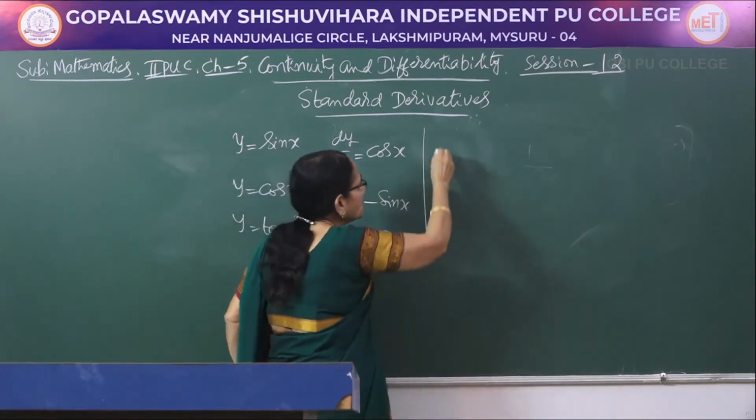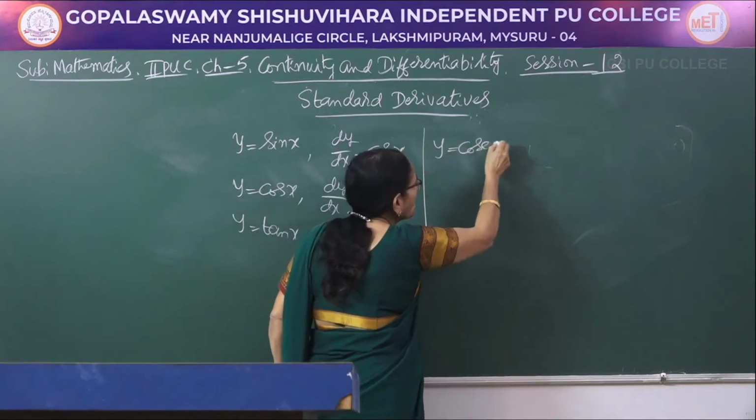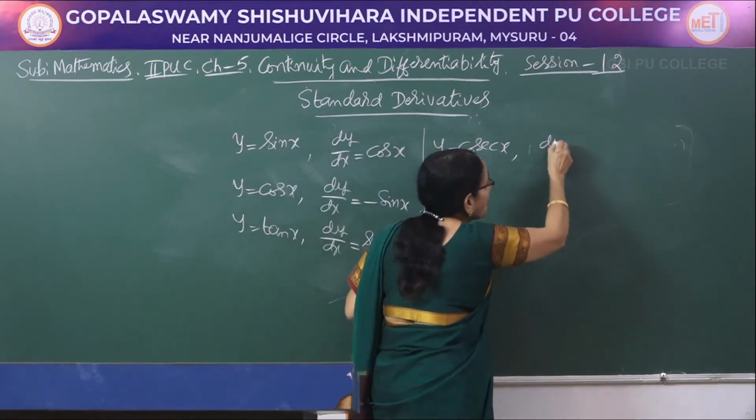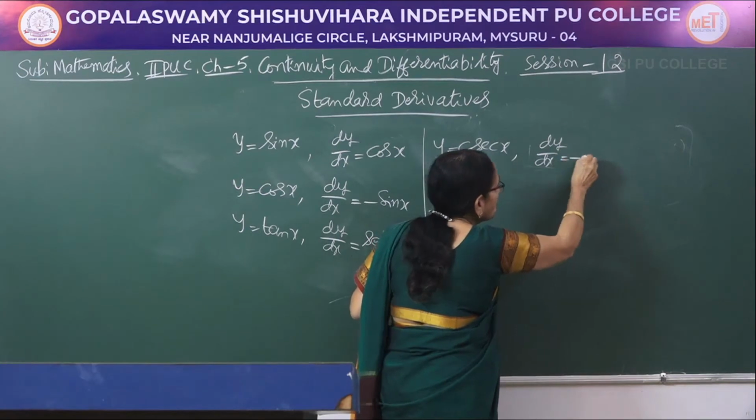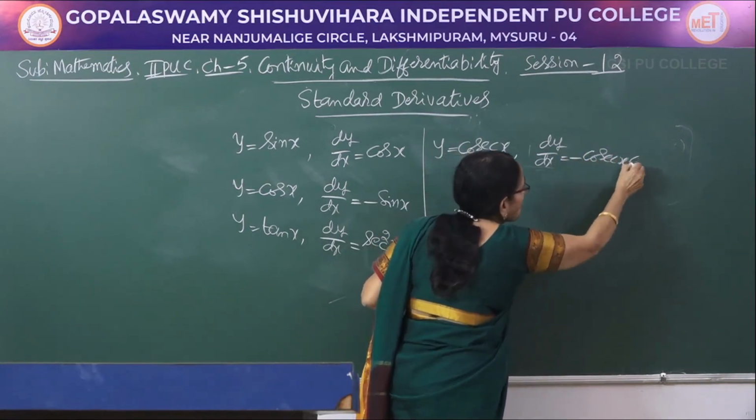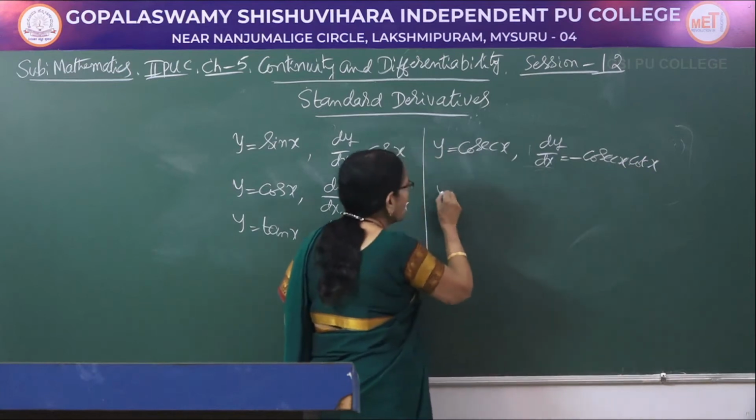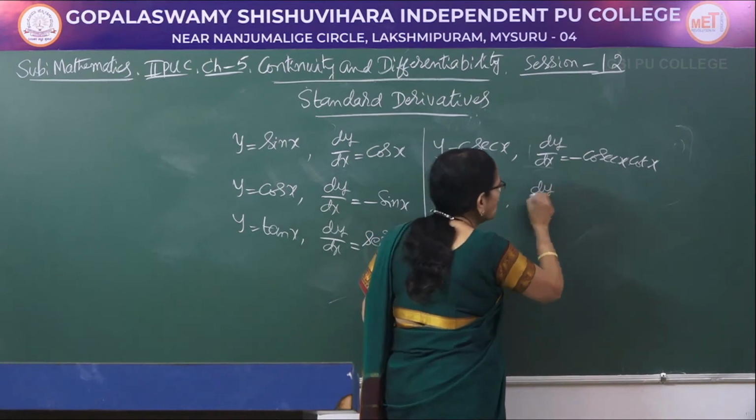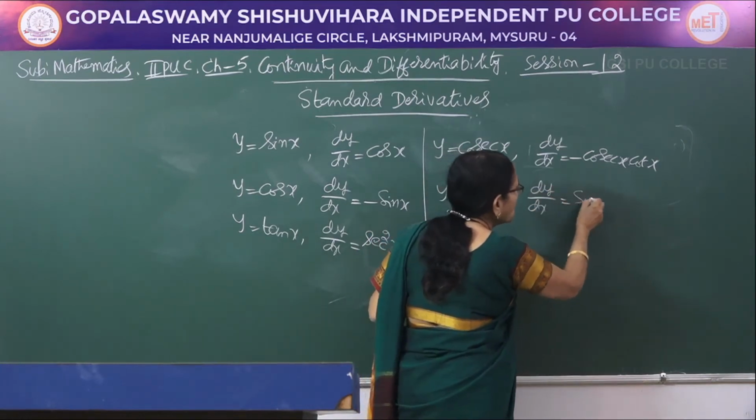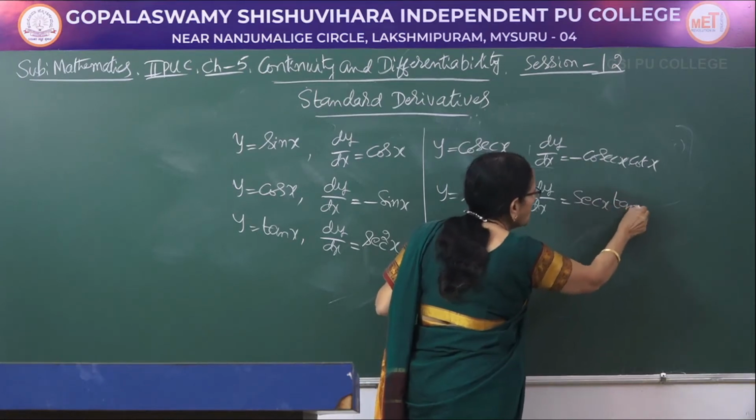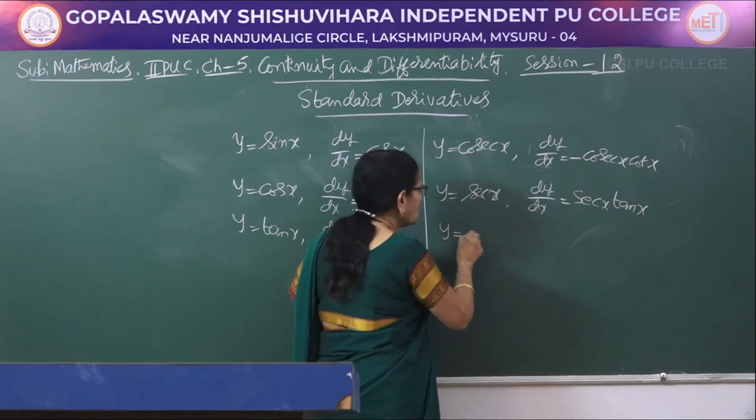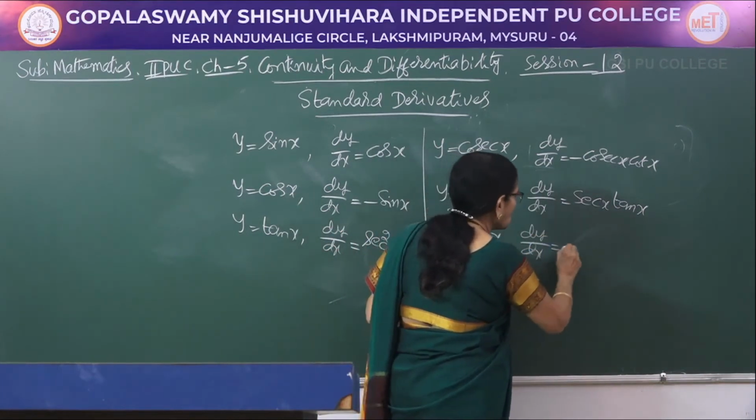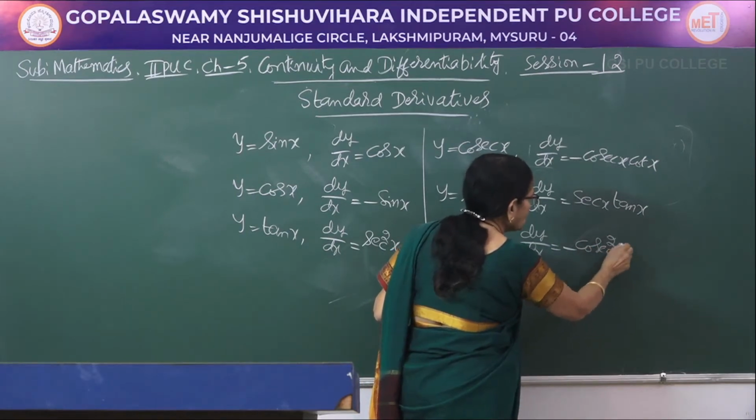Now, let me go to the other trigonometric function. Y is equal to cosecant x. I am taking the reciprocal ratios. Here we get a negative number. dy by dx is minus cosecant x into cot x. Similarly, y is equal to secant x means dy by dx equal to secant x into tan x. Here also we are getting a product. Lastly, y is equal to cot x means dy by dx would be equal to minus cosecant square x.